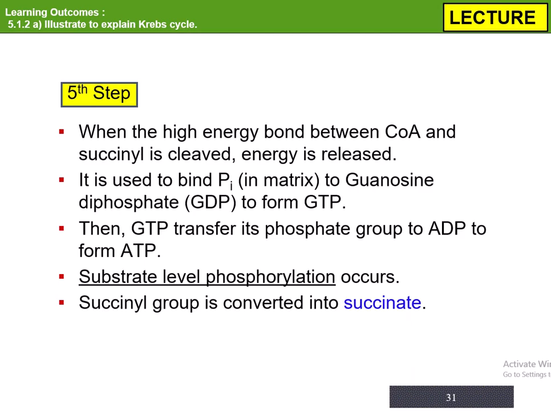In the fifth step, when the high-energy bond between CoA and succinyl is cleaved, energy is released. It is used to bind inorganic phosphate in the matrix to guanosine diphosphate to form GTP, or guanosine triphosphate. Then GTP transfers its phosphate group to ADP to form ATP. Substrate level phosphorylation occurs. Succinyl group is converted into succinate.